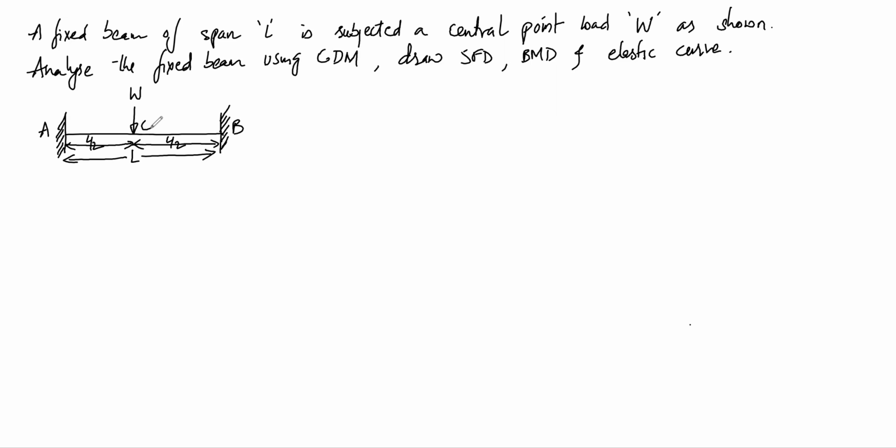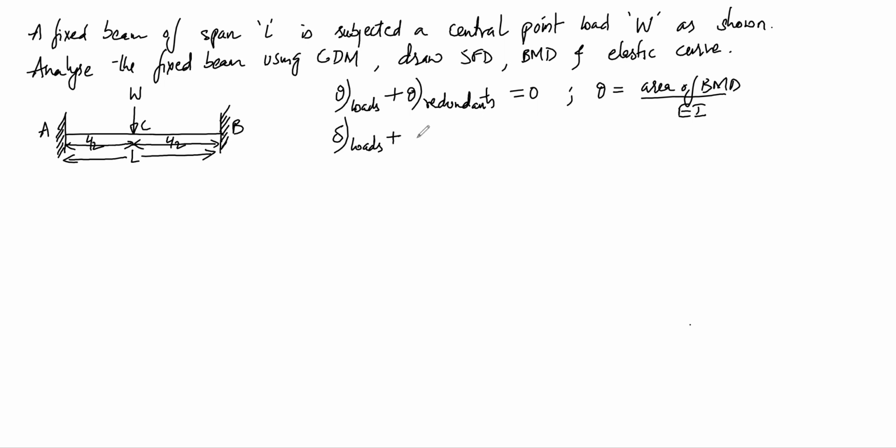Now we know in fixed beams we have two extra unknowns, and to solve we need two compatibility equations. The first compatibility equation is given as theta due to loads plus theta due to redundants is equal to 0, and theta is equal to area of BMD divided by EI. And the second compatibility equation is deflection due to loads plus deflection due to redundants is equal to sinking or rising of supports, and deflection can be written as area of BMD divided by EI multiplied by centroidal distance.